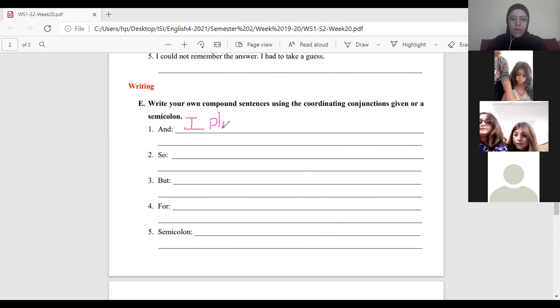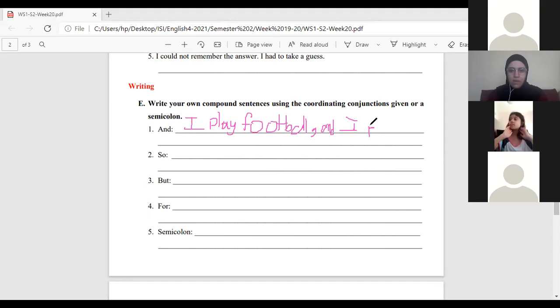Before and there is a comma. I want to talk about that. I play football, and I play basketball. Excuse my handwriting. Thank you, Hassan. So you see, guys, I have to add a period at the end. I do not add a semicolon here. I do not add a semicolon before and. No, it's wrong. I just add a comma before and. And notice I have subject 1, subject 2, predicate 1, predicate 2.